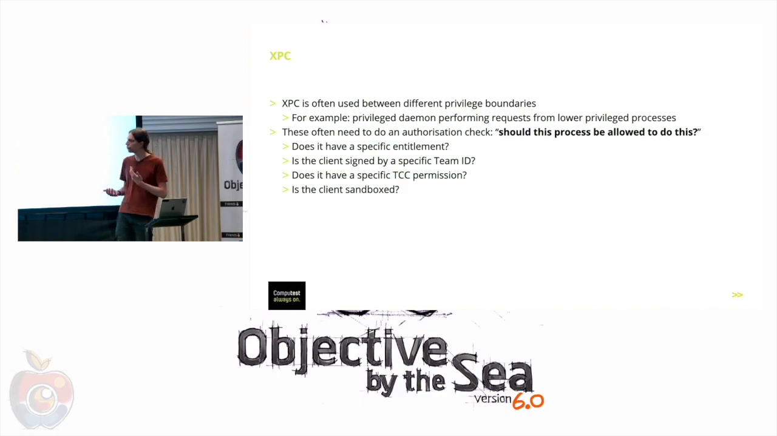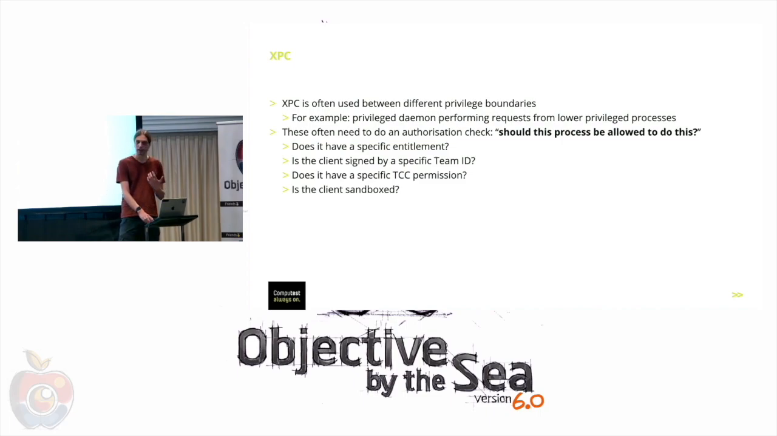So therefore, there's also quite often some kind of authorization check needed. The server, the daemon, needs to check, is this client really supposed to be able to do this? That authorization check can be a lot of different things, but in Apple's own software, it's typically checking for a certain entitlement. Or in third-party software, you often see a check for a specific team ID, like the Apple developer team. But there can be other checks, like does it have a certain TCC permission, or is the client sandboxed? There's a lot of different possibilities.